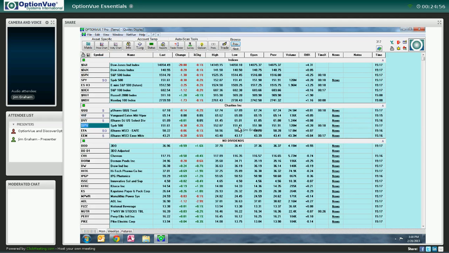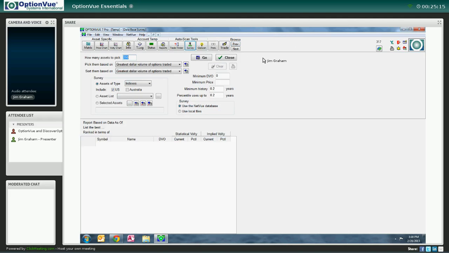Now, one key thing about the volatility charts is finding potential trading opportunities by looking at maybe unusual situations in volatility. And that is exactly what the survey feature is for. So I'm going to go into this survey and go over this a little bit. In the survey, you tell it what you're looking for, how many assets to pick. So right now I have it set for 250.